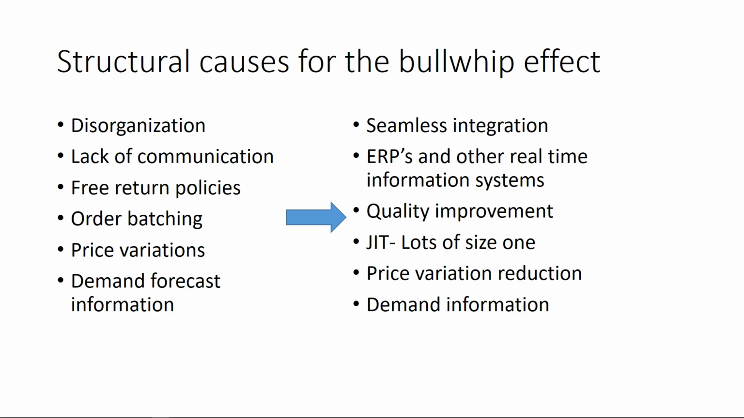First, we can discuss the structural causes for the bullwhip effect. The first one is lack of organization. When companies are not organized and their operations are not integrated as a single system, that generates a conflict of interest and or a conflict of goals, and that generates these effects.